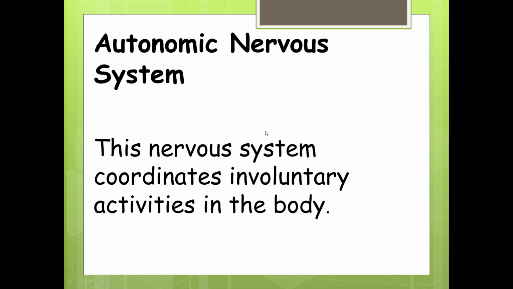In this lesson in grade 11, you are learning about the autonomic nervous system. The autonomic nervous system is a part of the peripheral nervous system. It coordinates involuntary activities in the body, the activities done without your conscious mind.